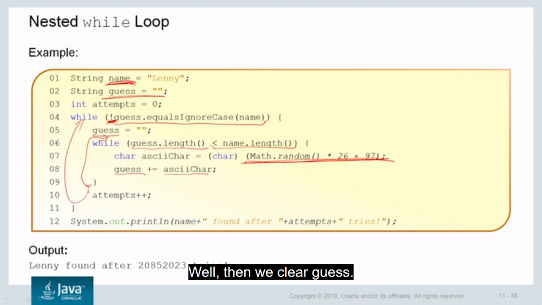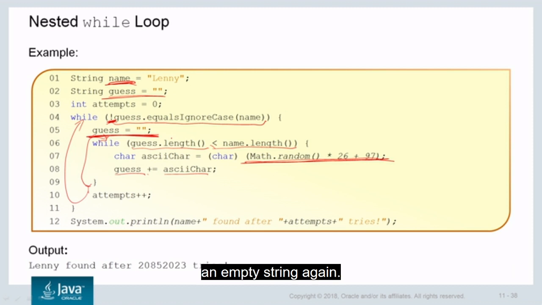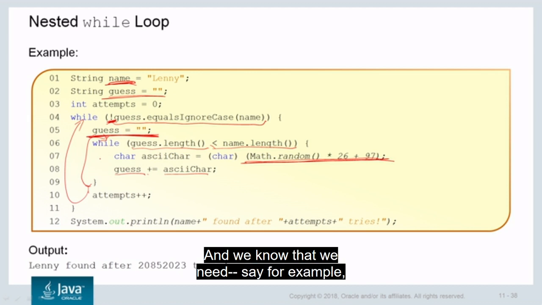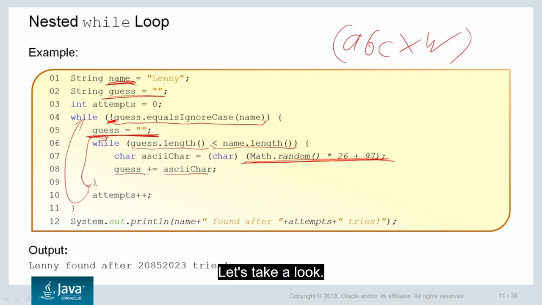What do we do? Well, then we clear guess. Guess is going to be an empty string again. And then we just loop again, and we know that we need, say, for example, 5 characters. It's going to randomly print out characters. Hey, does this match? Well, let's take a look.